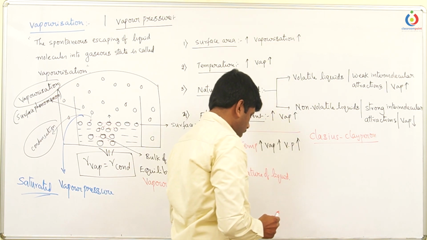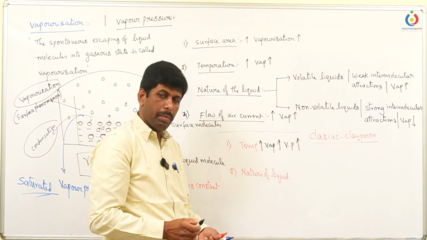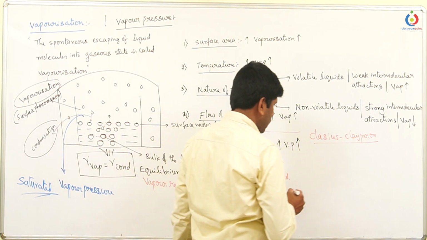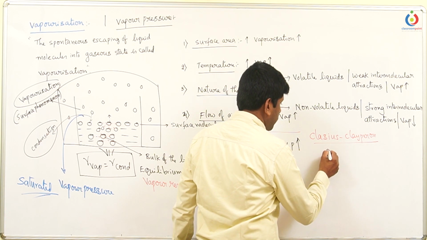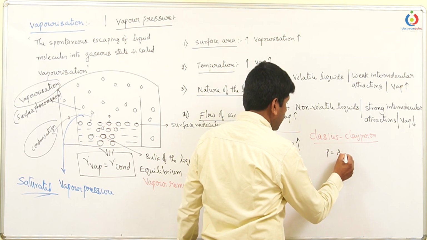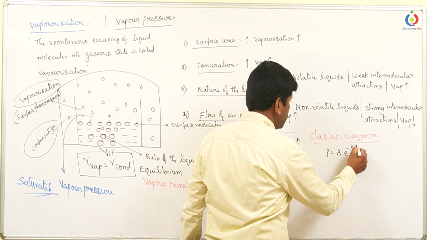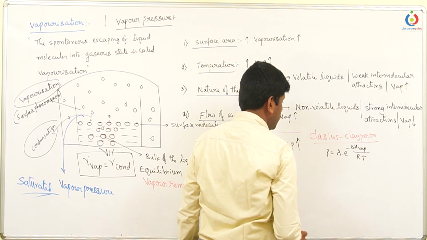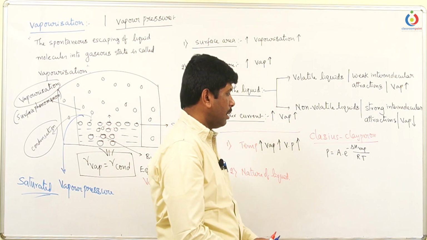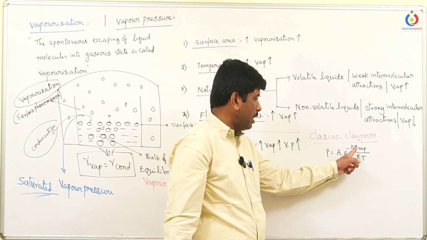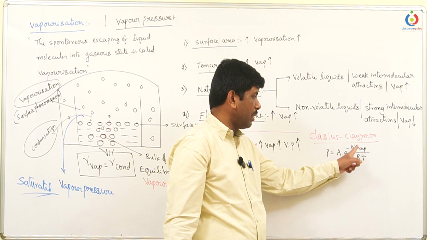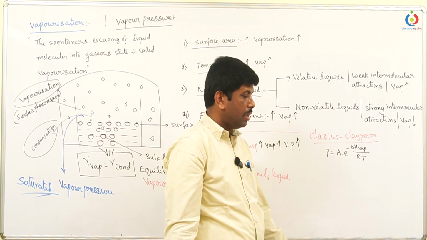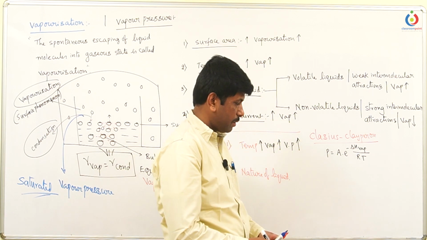So this equation is popularly known, based on their names, as the Clausius-Clapeyron equation, according to which the vapor pressure is equal to A into e to the power minus delta H of evaporation by R into T, where P stands for the vapor pressure and delta H is nothing but the enthalpy required for the evaporation process. R is the universal gas constant, T is the temperature, A is the Arrhenius constant.